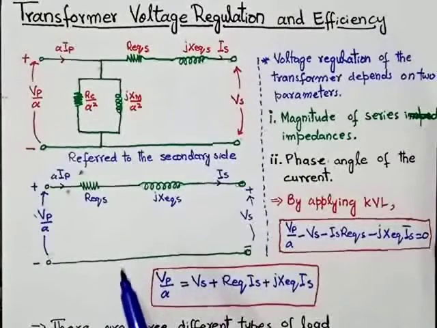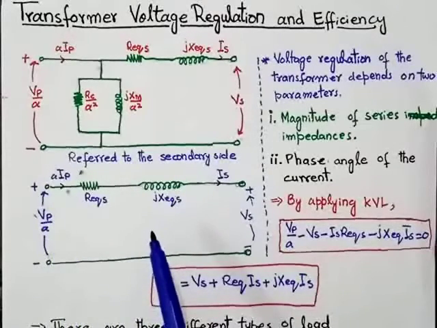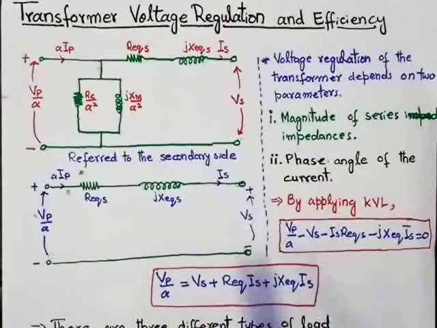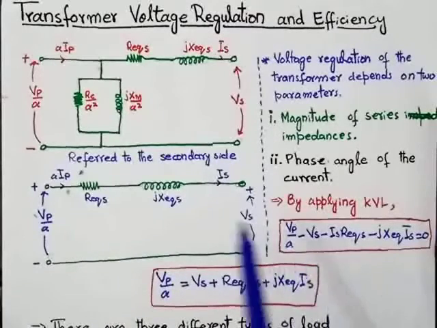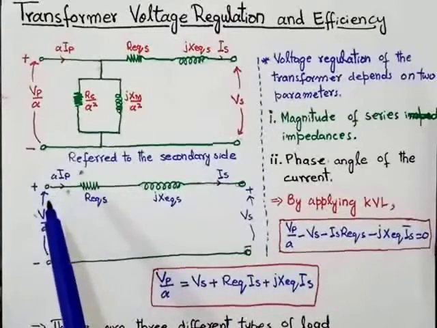So first of all, we will determine the equation of primary voltage from this equivalent circuit by applying KVL. This is a simple series circuit. By applying Kirchhoff's voltage law, we get Vp over A minus Vs, because the polarity of Vs is opposite to the polarity of Vp over A. So that's why the sign of Vs in this equation will be minus. And then minus Is into R equivalent S, because in a series circuit the current will be the same, that is Is will be equal to A into Ip.